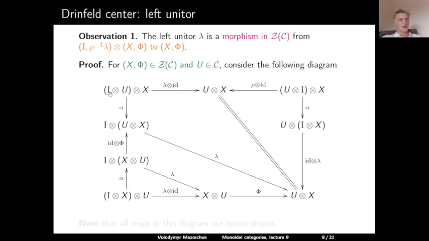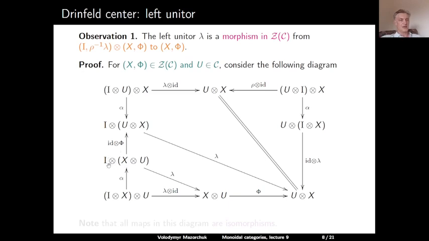So we have the object I tensor U tensor X. To this object, we can use lambda to go to U tensor X, or we can use alpha to go to I tensor U tensor X. From I tensor U tensor X, we can use lambda to go to U tensor X, the same as here.